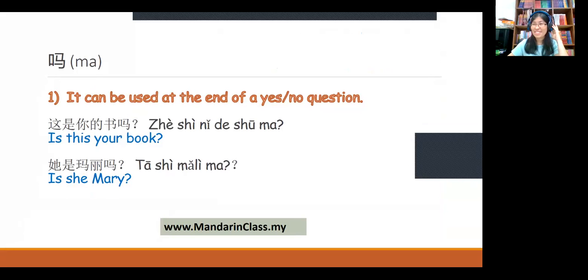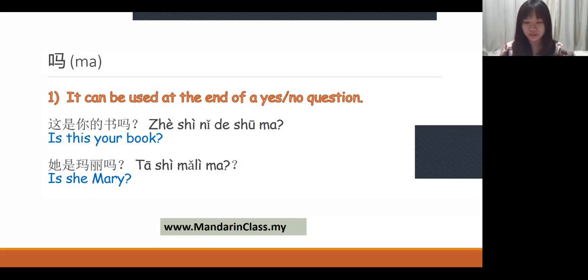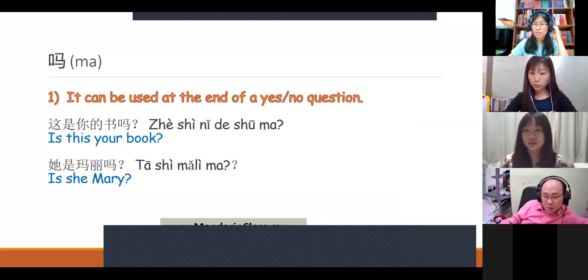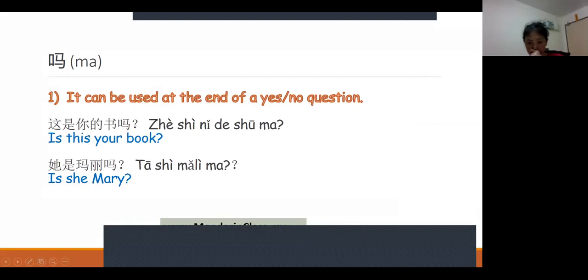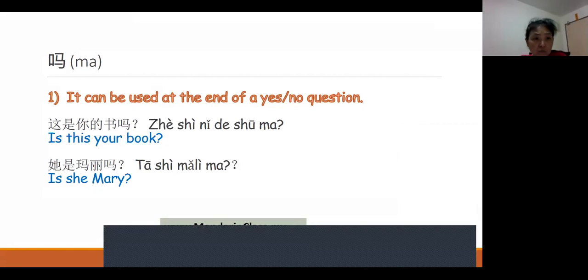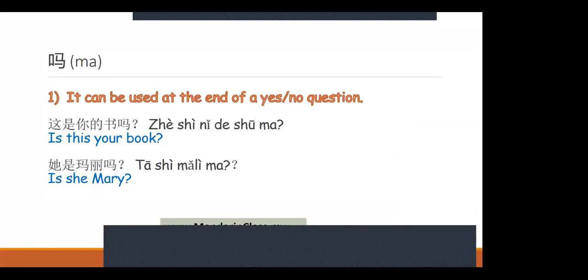Any statement can be converted into a yes/no question with ma, most of the time. If we use the ma, the answer is in the question. Let's say 这是你的书吗? Is this your book? The question is asking about the book. Is this your book? 她是玛丽吗? The question is asking about 玛丽. Is she 玛丽?